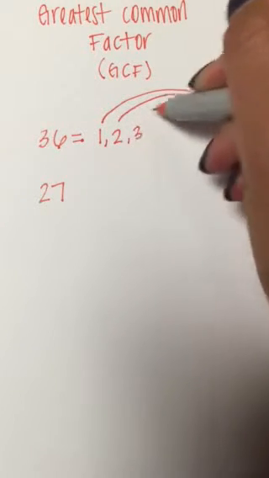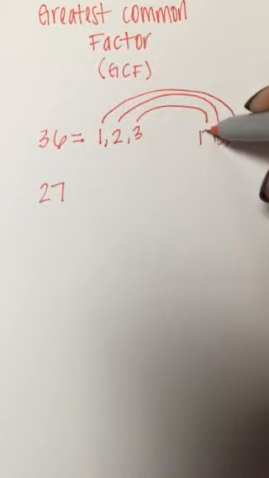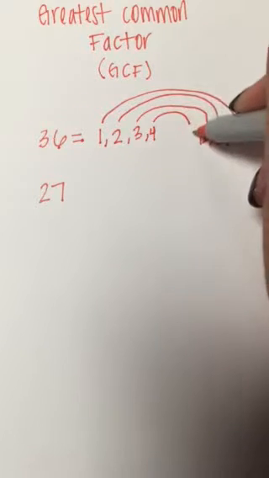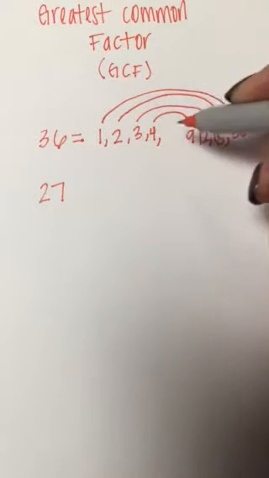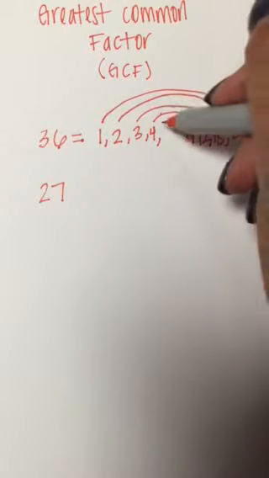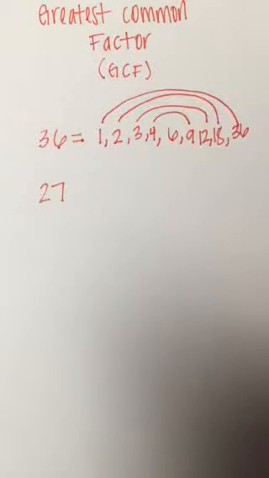Then I have 3, which is 3 times 12. 4 times 9 gives me 36. I'm not able to multiply 5 by any number to get 36, but I can do 6 times 6. So here's my factors for 36.